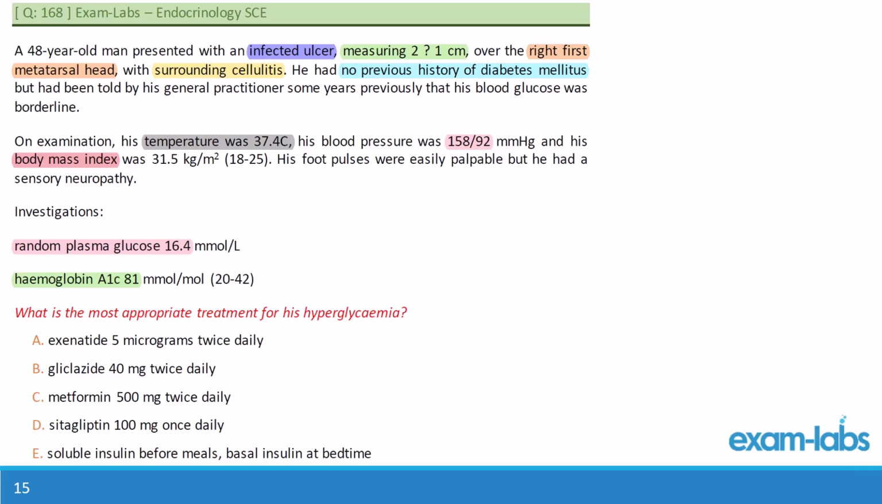Options: insulin, exenatide, gliclazide, metformin, sitagliptin. I think insulin, start insulin during this infection. But insulin therapy is not indicated unless they mention a severe infection. If there is a manifestation of severe infection, otherwise we should start with an ordinary drug, metformin, and if the patient is not controlled, a sulfonylurea or DPP-4 inhibitor or pioglitazone. So in this situation, as mentioned, we should start with metformin only.